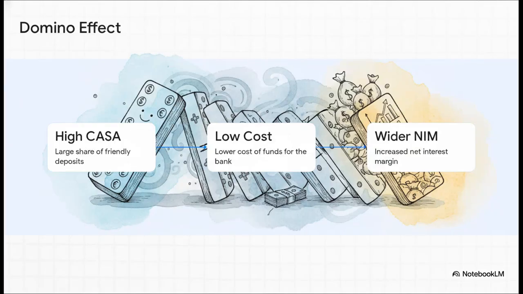Let's move on and see how this builds into the broader financials, because this is the domino effect of CASA, and it's exactly why analysts pay such obsessive attention to it. Think of it like a chain reaction. Step 1, you have a high CASA ratio. Because that money is so incredibly cheap, it directly triggers step 2, a lower cost of funds. And well, when your raw materials cost less, that automatically pushes over the third domino, a wider net interest margin, or NIM. So CASA isn't just some random number. It is arguably a bank's single biggest lever for driving profitability.